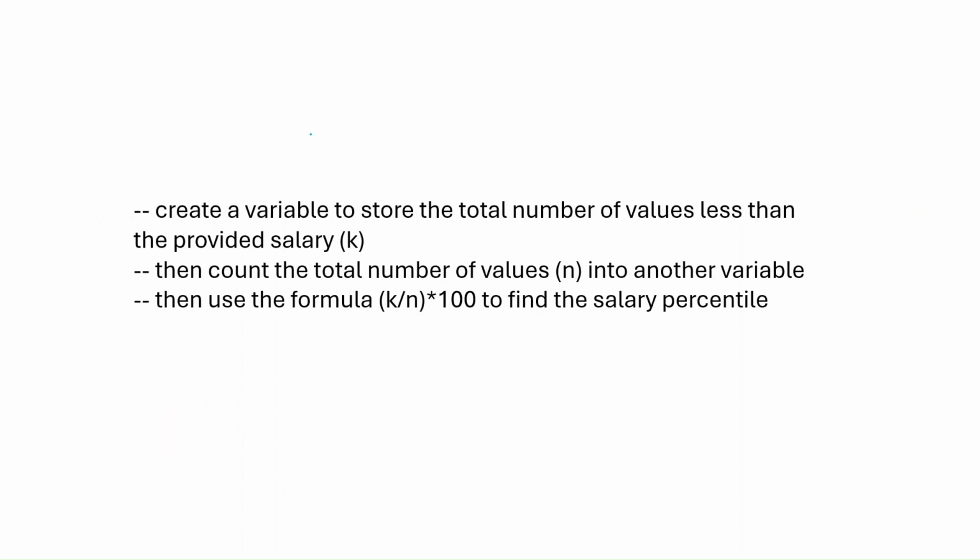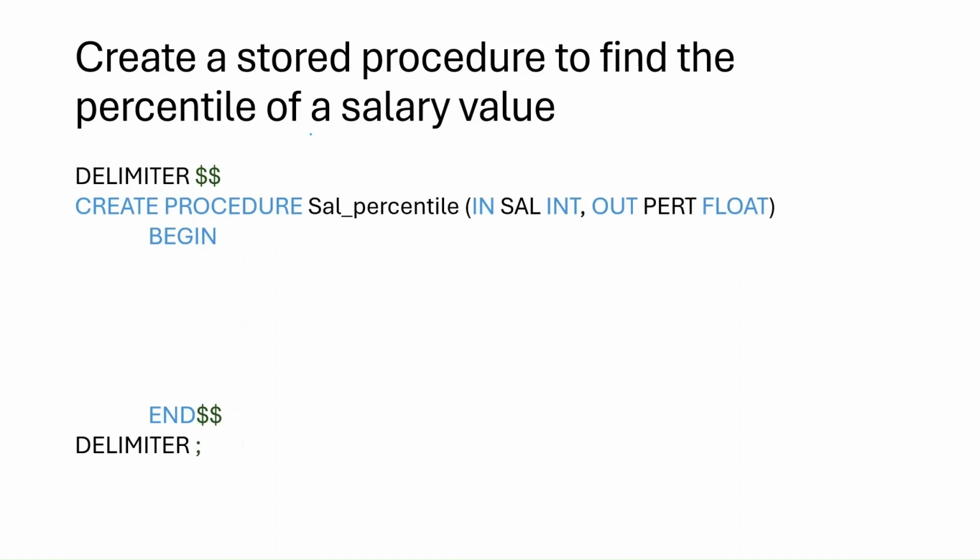Okay. So now that we have successfully created the skeleton for our stored procedure, we can now start filling it out with what we want to achieve. So remember the steps we're going to do, because we're going to do each of these. First, we're going to create a variable to store the total number of values less than the provided salary, which is k. Then we're going to count the total number of values in the array, in this case the whole salary column, which is n. I'm going to put that into another variable. And then we're going to use the formula k divided by n times 100 to find the salary percentile. Okay, keep that in mind.